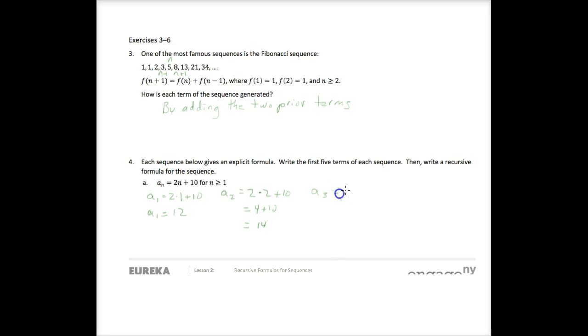A sub 3 is 2 times 3 plus 10, and we got 16. So it looks like our terms are 12, 14, 16, 18, and 20. Now we have to write the recursive formula. So the new term, A sub n plus 1, is the old term plus 2. That's the only thing that we did to get from the old term to the new term.